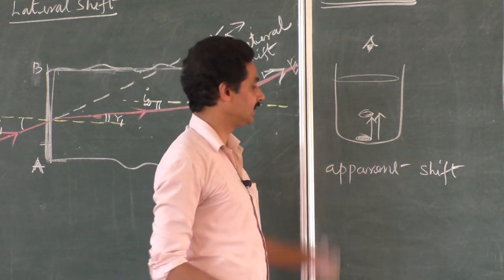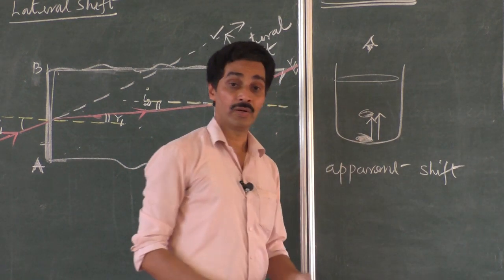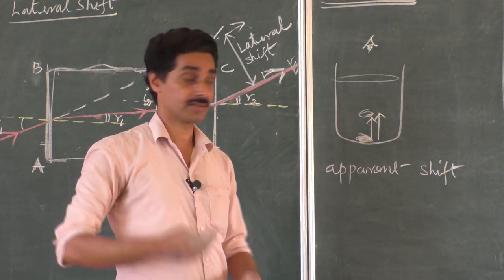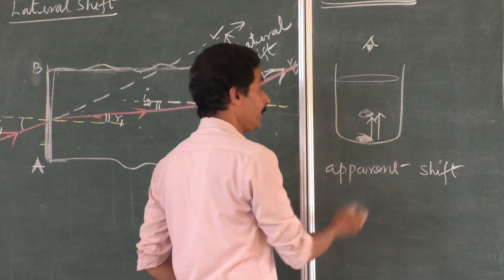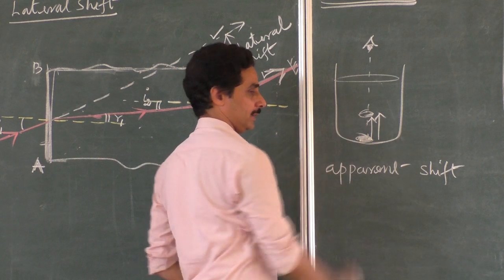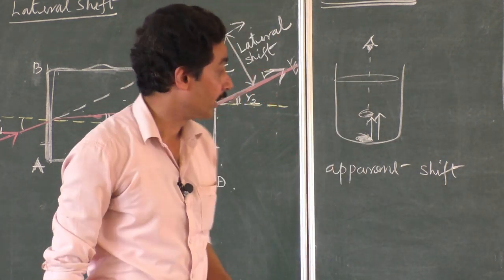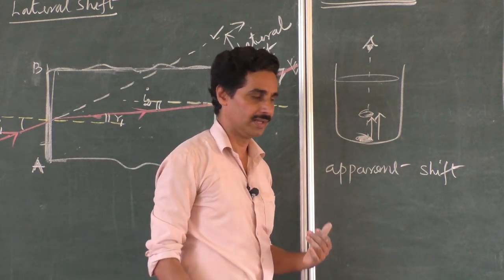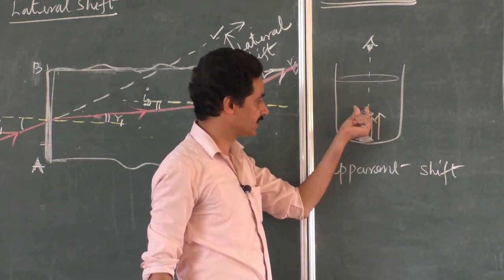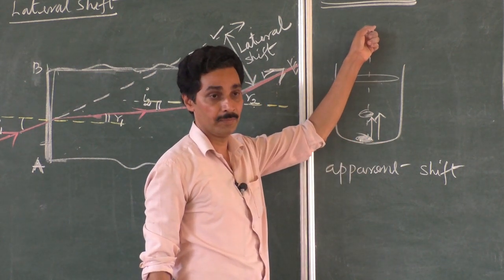Similarly, apparent shift, what? In the position of the object. Object position appears to be shifted for us when the object is kept in one medium and viewed normally from another medium. That is called normal shift. So what is normal shift? Normal shift is the apparent shift. It is not real, whatever we feel. Apparent shift in the object position, kept in one medium, viewed normally from another medium.